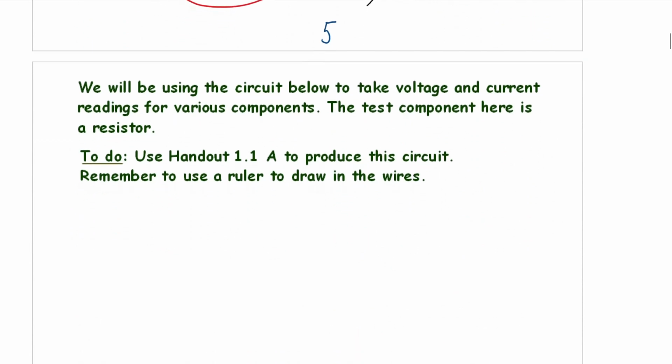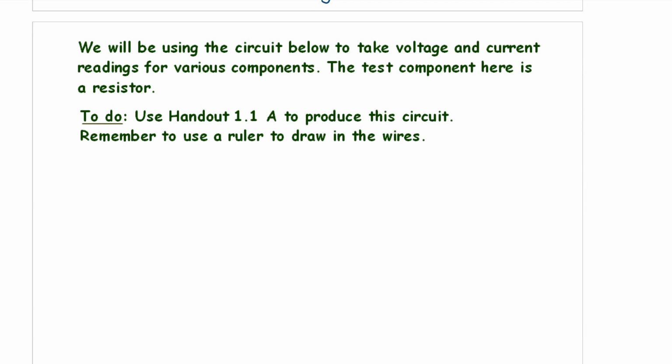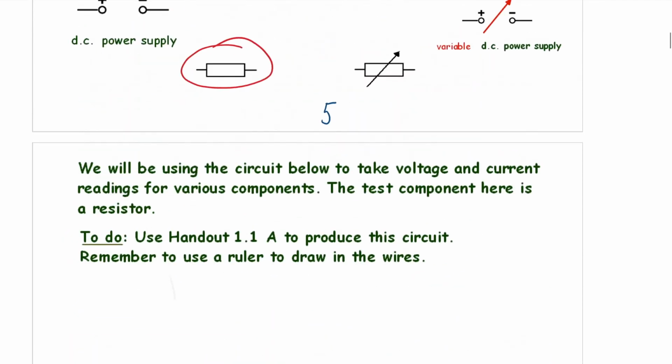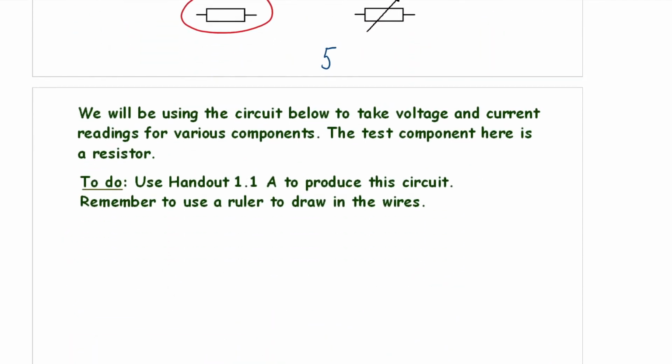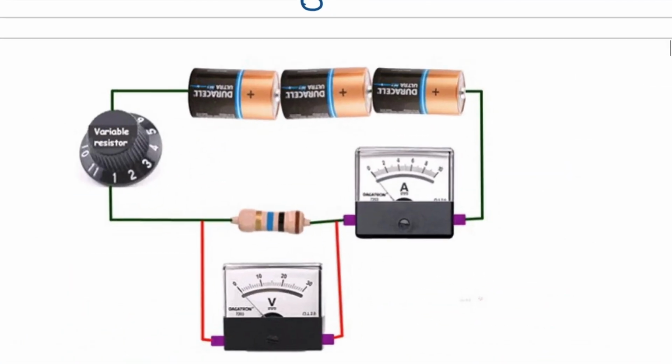Moving on then to page 6, there is another activity here for you to do as well, but I'll start it for you. What you're being asked to do is to turn that circuit into a circuit diagram using the correct symbols. This is a circuit that you're going to have to learn. It's called an Ohm's law circuit.